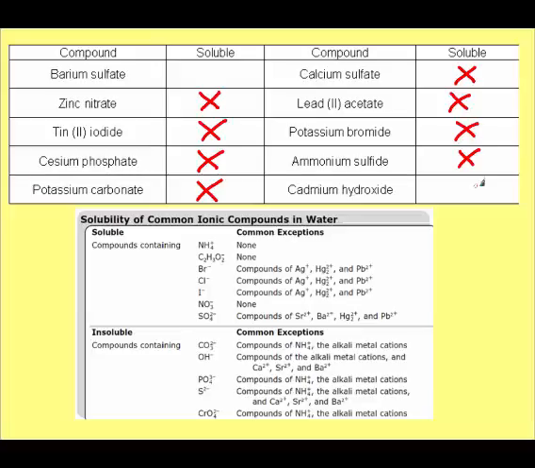So all of these should have been soluble except the first one, barium sulfate, because sulfates are soluble unless it has strontium, barium, mercury, or lead. And the last one, cadmium hydroxide, because cadmium hydroxide is a weak base. It's also listed here, hydroxides are insoluble unless it's with one of those, which it's not.